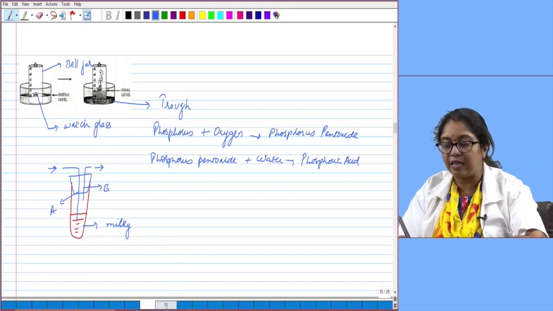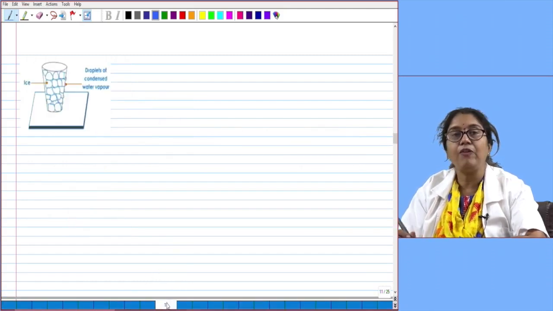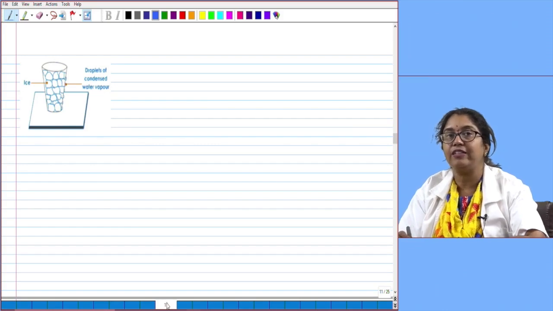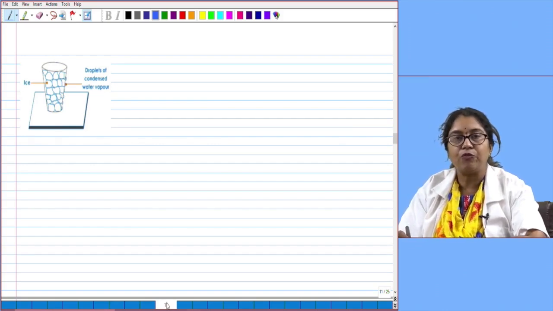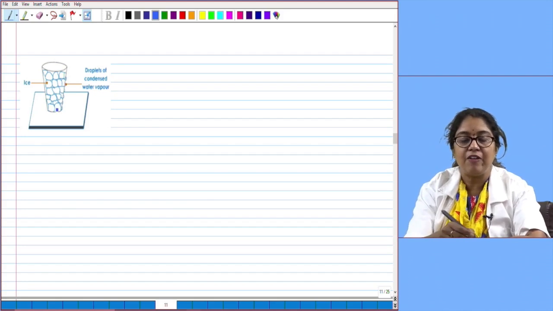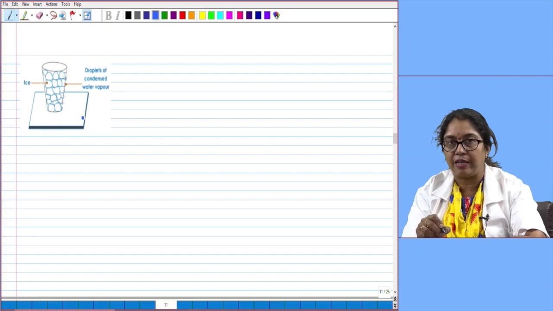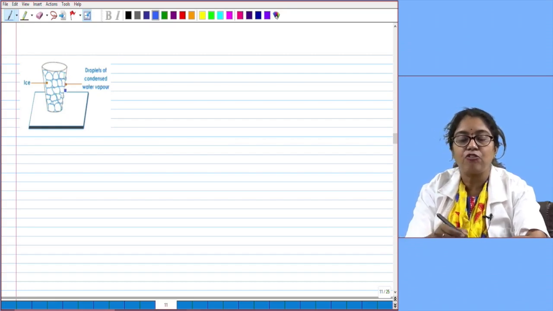Now let us see how we prove that air contains water vapor. For this, let us take a glass, wipe it clean and dry from the outer side so that there is no moisture or water, and then we fill this glass with ice cubes. We place this glass outside. After some time we see that there are fine droplets on the outer side of the glass.